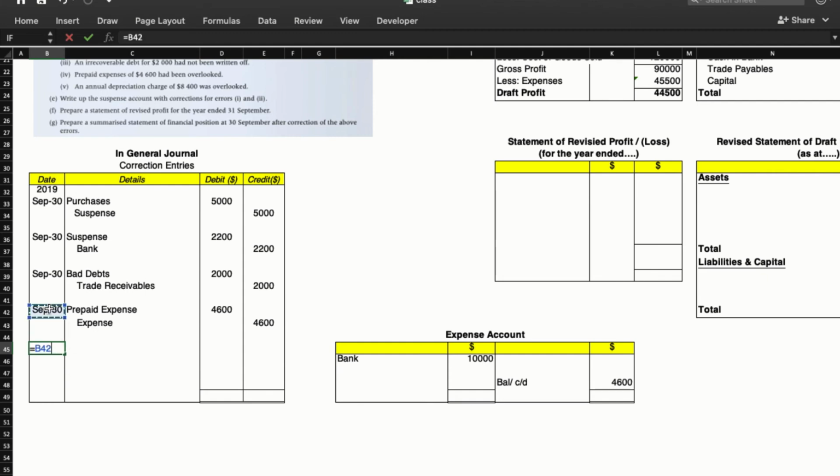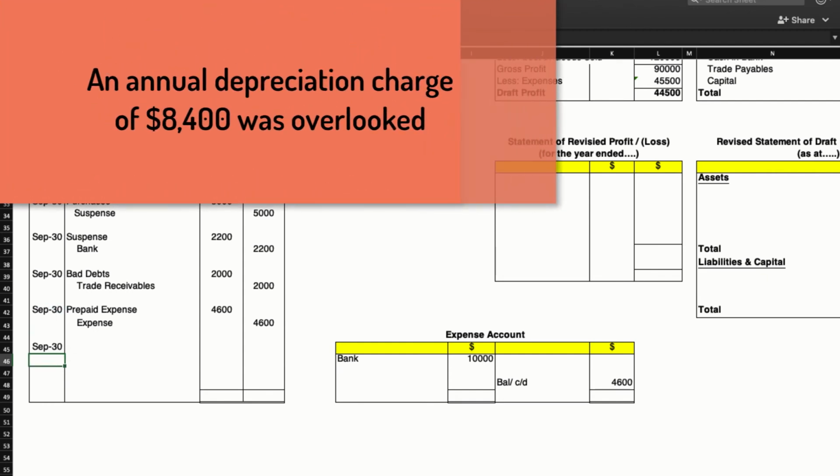Now come to the last error. An annual depreciation charge of $8,400 was overlooked. It means the asset is depreciated by $8,400, but we didn't record the depreciation. So again, this is an error of omission. So now we will record this depreciation. Depreciation account will be debited with $8,400 and a contra asset account will be credited, and that will be provision for depreciation, $8,400.